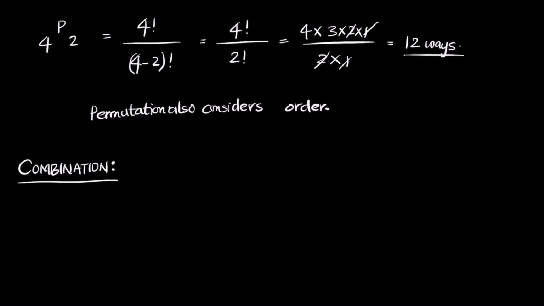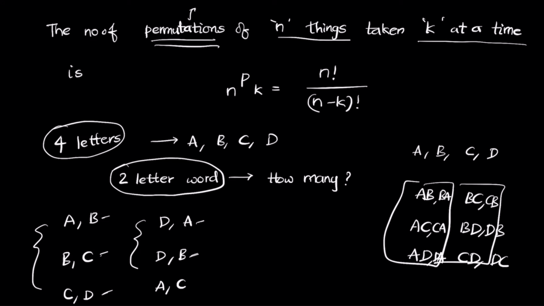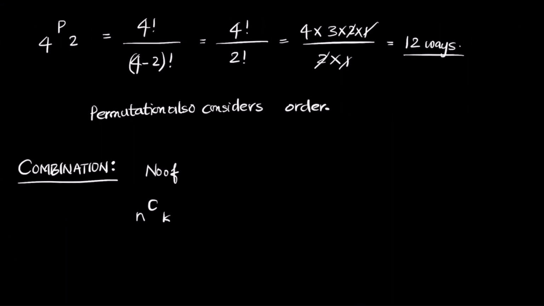So how do you define combination? Combination can be defined as nCk, where you are taking n things. Remember that the last one is the number of permutations, meaning the number of possibilities, but there the order is also considered. Here we are only taking the combinations.